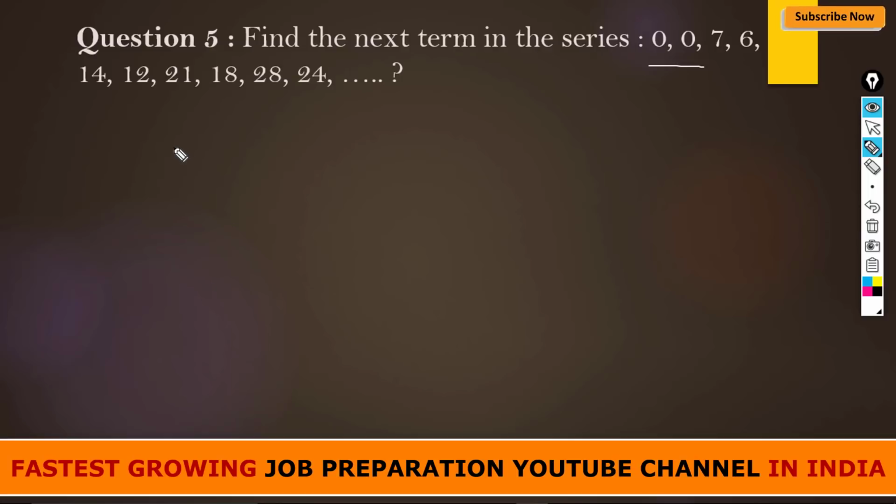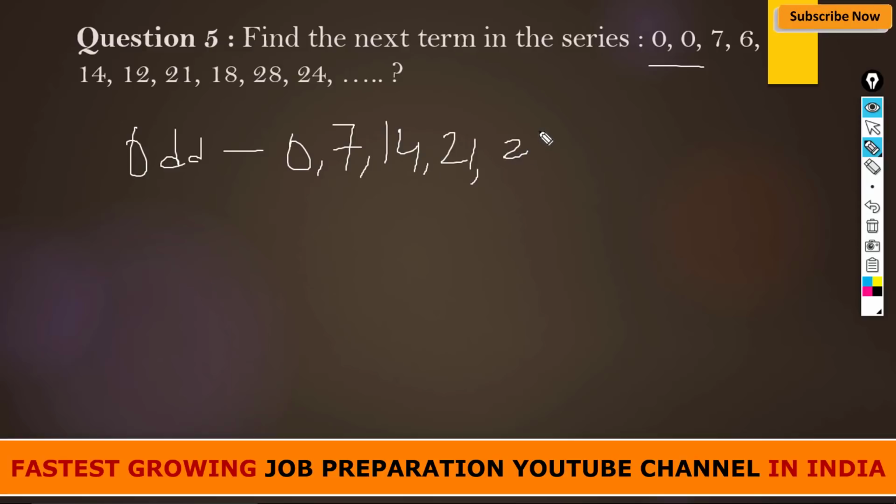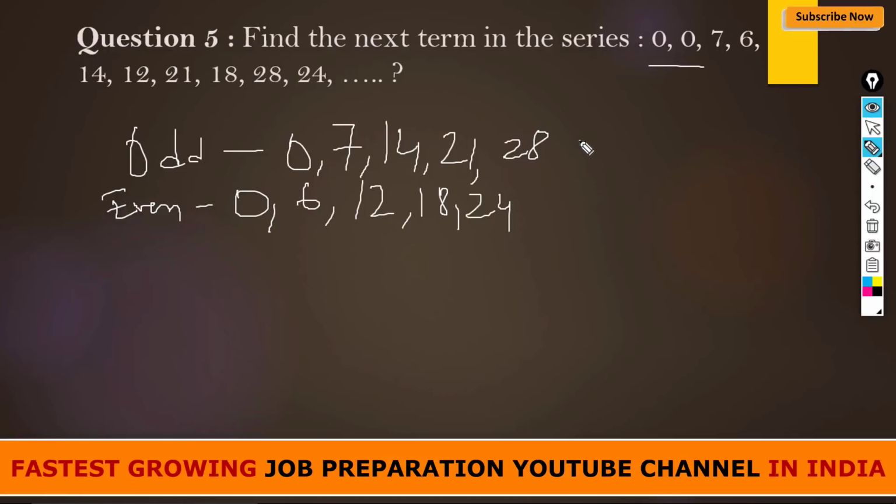Again, let us apply the previous logic. The odd-position numbers that we have are 0, 7, 14, 21, 28. And the even-position numbers are 0, 6, 12, 18, 24. So I know this is a very easy pattern. It is following the table of 7, and the even is following the table of 6. The first 0 is coming: 7 into 0 is 0, 7 into 1 is 7, 7 into 2 is 14. Similarly, 6 into 0 is 0, 6 into 1 is 6, 6 into 2 is 12.